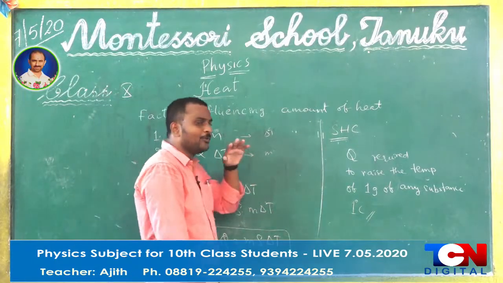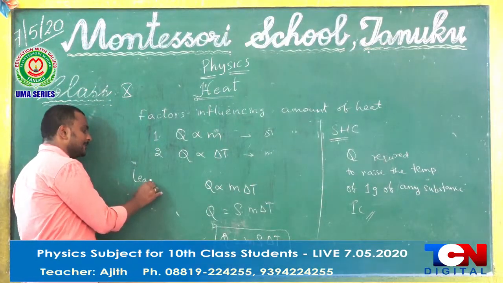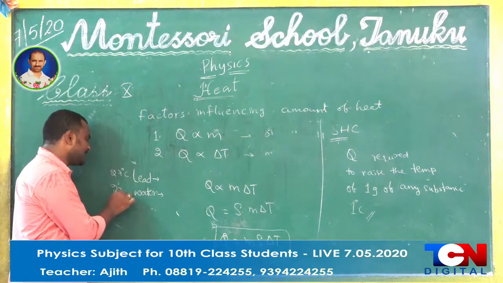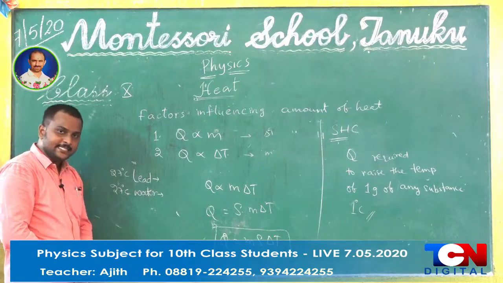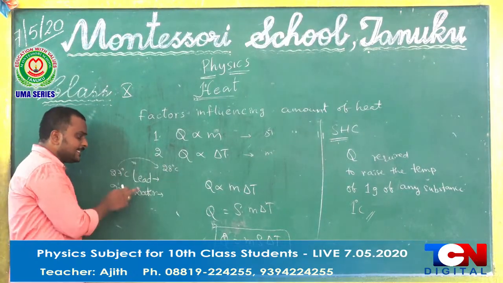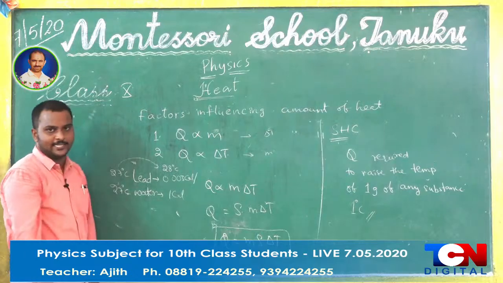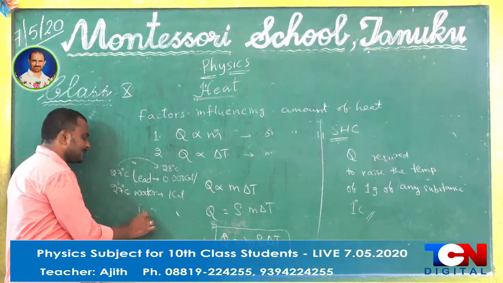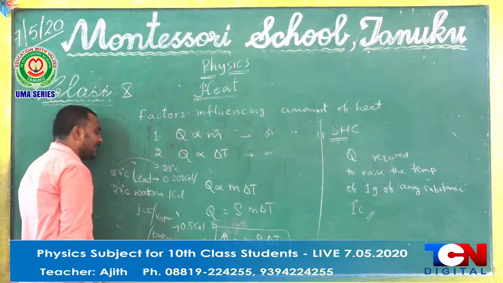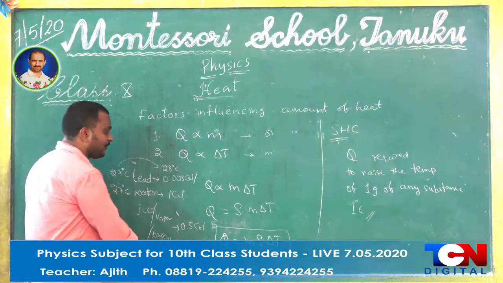For example, if I supply the same amount of heat to 2 different substances, they cannot have the same rise in temperature. For example, I have taken lead and I have taken water. Initially the temperature of both lead and water is 27 degrees Celsius. But to reach 28 degrees Celsius, lead required 0.003 calorie of heat energy, but water required 1 calorie of heat energy. Similarly, ice or vapor or kerosene require 0.5 calories in order to have the same rise in temperature. For a 1 degree rise in temperature, different substances will require a different amount of heat.